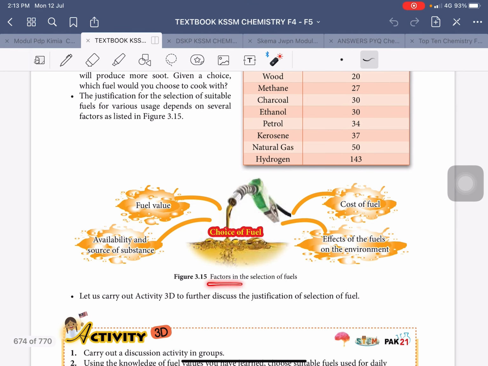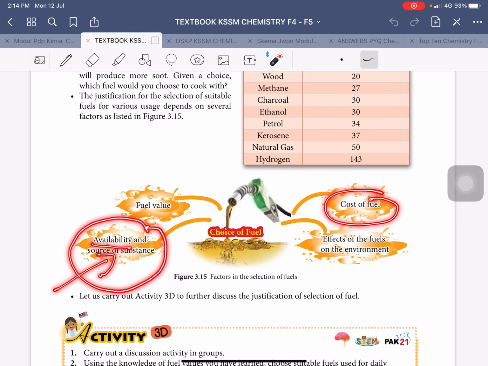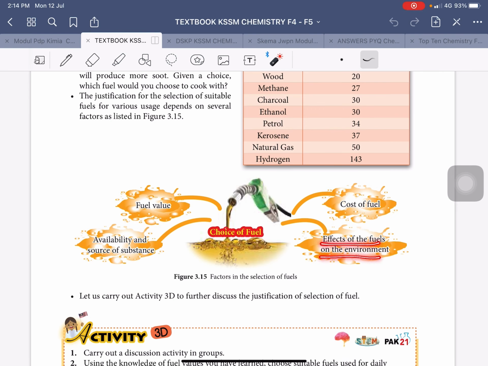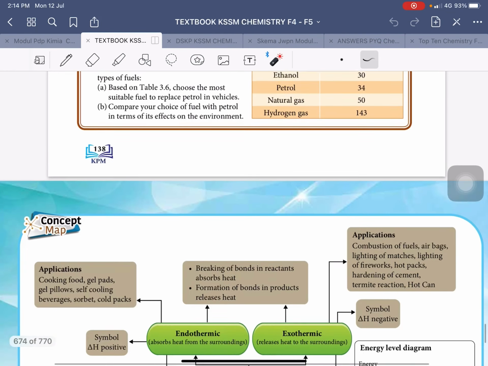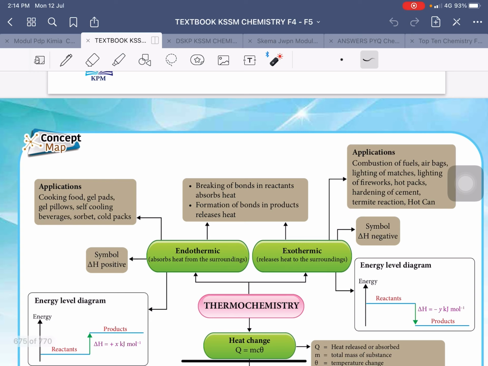Okay, so factors in selection of fuel, choice of fuel, we must look at its fuel value. How much heat is released when 1 gram of the fuel is burned completely. And then one more thing is availability and source of the substance. Don't take one that is difficult to obtain. Take one that is always available. And of course the cost also. Don't take an expensive one, take a cheap one. Okay, effects of fuel on the environment. Of course, we must take care of the environment. So that's all. That is all I want to teach you today.